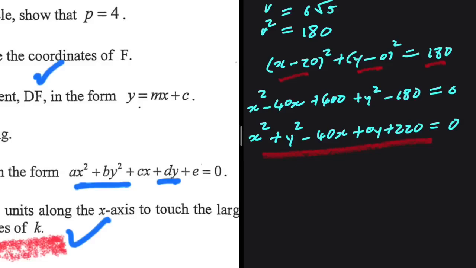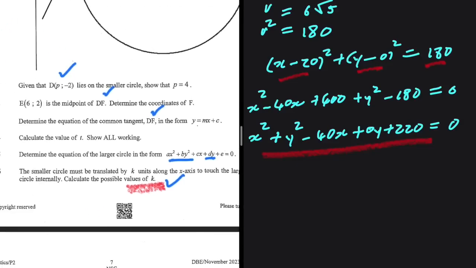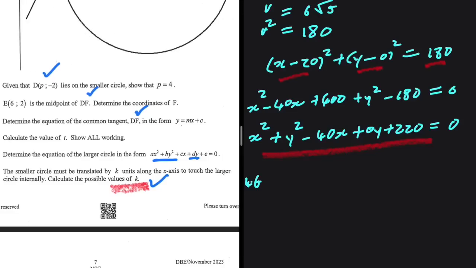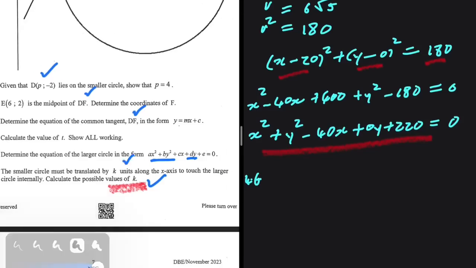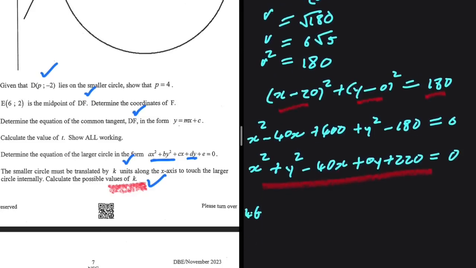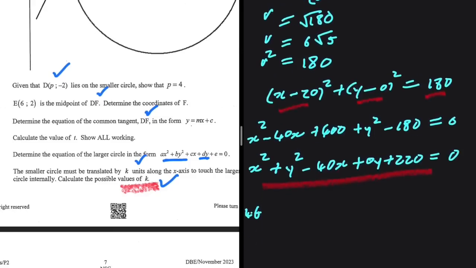Okay, that is 4.5. The interesting question, really, 4.6. Yeah, this is interesting, not for the faint-hearted. I hope I don't fall under the domain of those with the faint of heart. The smaller circle must be translated k units along the x-axis to touch the larger circle internally. Calculate the possible values of k.